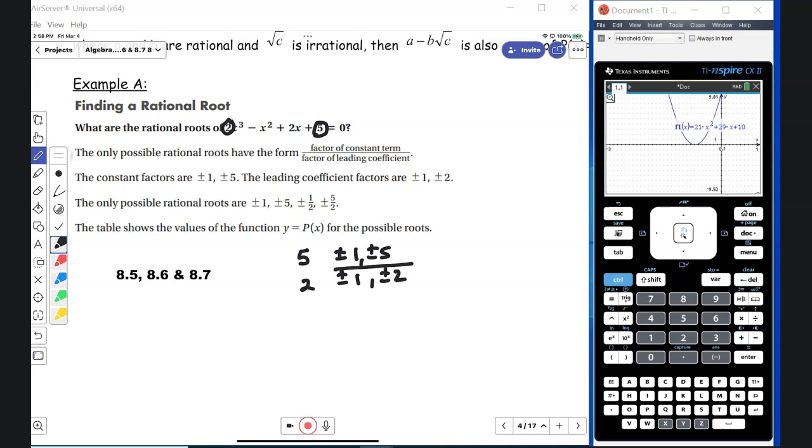And it's a ratio. So if I wanted to know the possible rational roots, it's going to be plus or minus 1, because it's 1 divided by 1, which gives you 1. And then you also have 1 over 2, so it's plus or minus 1/2. You also have 5 divided by 1, which is plus or minus 5. And you also have plus or minus 5 over 2.